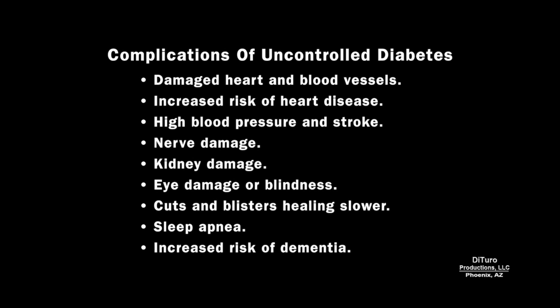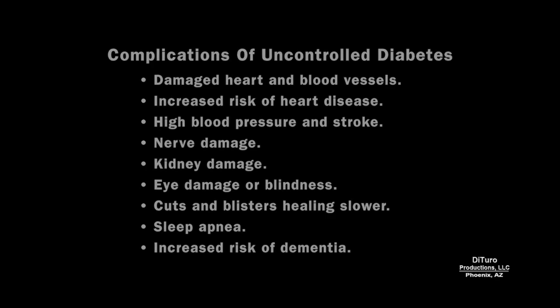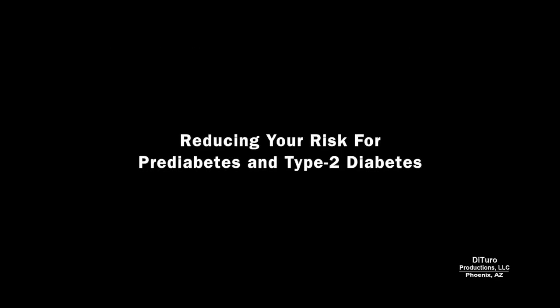Complications of uncontrolled diabetes are serious and include damaged heart and blood vessels, increased risk of heart disease, high blood pressure and stroke, nerve and kidney damage, eye damage or blindness, cuts and blisters healing slower, sleep apnea, and increased risk of dementia. While there's no cure, you can reduce your risk for prediabetes and type 2 diabetes.